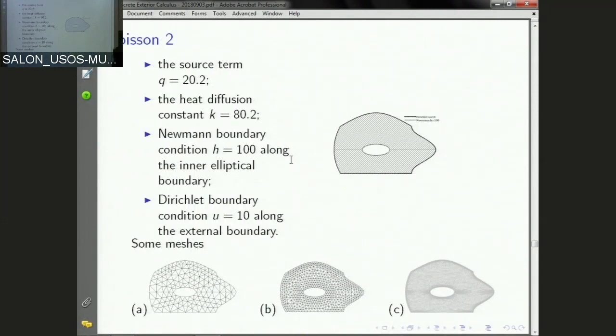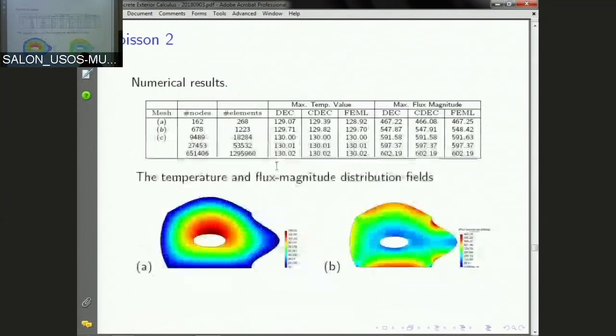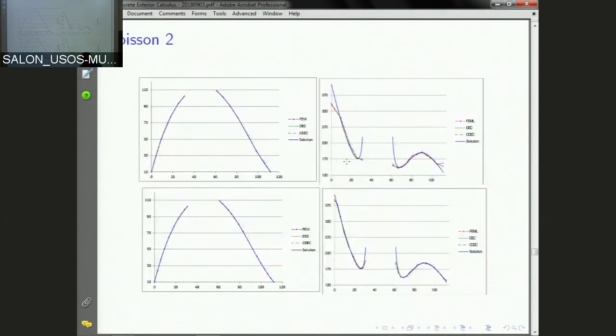to use DEC and FEM and CDEC, the one with curved boundary edges. So what we see, if we focus on this column here, and the temperature, is that DEC is behaving quite well, even in coarse meshes, but CDEC behaves even better. Yeah? It behaves even better. Okay? Then we have the cross-section graphs, and the difference between the methods is very little, so you cannot see difference in these graphs.